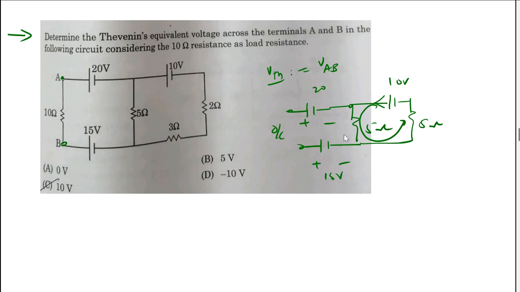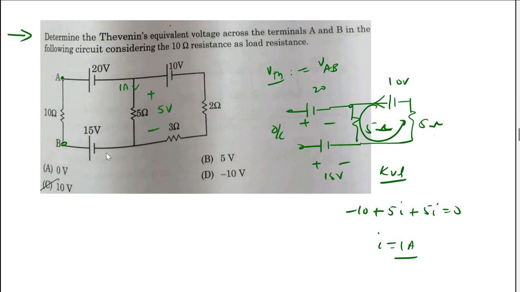We'll apply KVL in this loop. By KVL in the loop, minus 10 plus 5 into I plus 5 into I is equal to 0. So I am adding this 5 here. So simply, what is the value of I? I is nothing but 1 ampere. That means a current of 1 ampere is flowing here, and here we have a voltage drop of how much? 5 volts here.